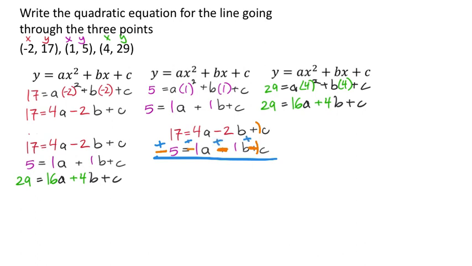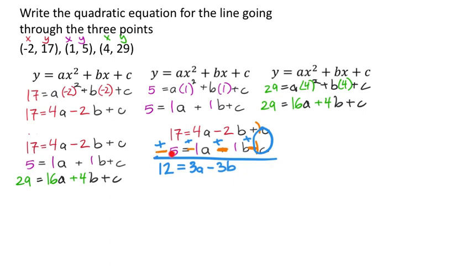let's start on the left. I got 17 minus 5, which is 12, which equals 4a's minus -1a's, which would be 3a's. And then I've got -2b's plus -1b's, which would be -3b's. And then the 1c, and now it's minus 1c, has zeroed itself out as planned.